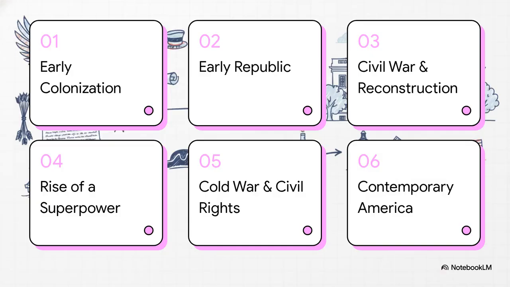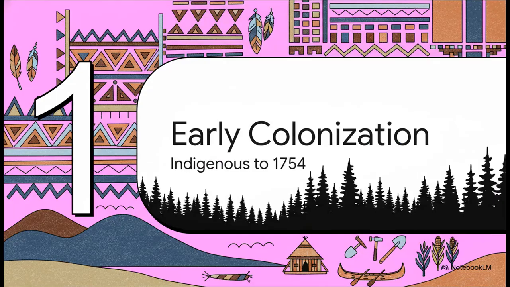We have a really solid roadmap today, breaking down this history into 6 chronological eras. We'll cover foundations in early colonization, revolution and early republic, division, war, and reconstruction, the rise of a global superpower, Cold War and civil rights, and finally, contemporary America. Okay, part 1, foundations in early colonization.